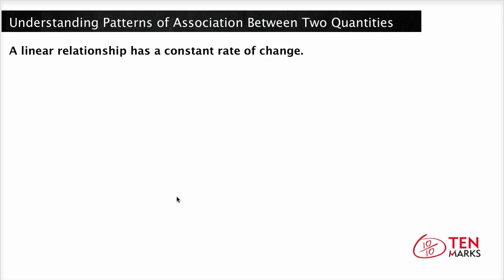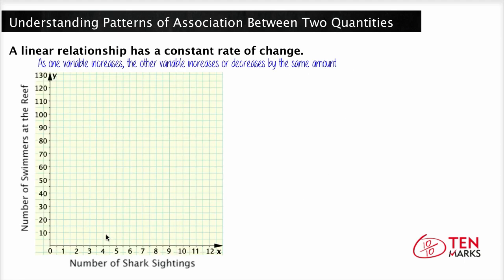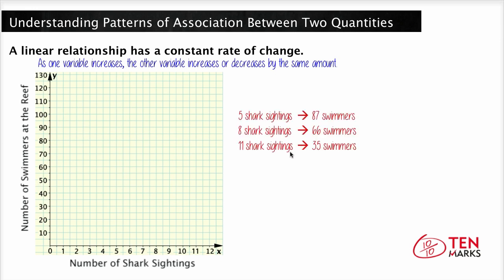Now to see if this is a linear relationship or a nonlinear relationship, we need to graph this. A linear relationship has a constant rate of change. That means as one variable increases, the other variable increases or decreases by the same amount. Now it's easiest to see this on a graph. So let's graph the data as a scatter plot. We've already labeled our variables as x and y, so now we need to plot each point. At 5 shark sightings, there are 87 swimmers, so at the x value of 5, we get 87. At 8 shark sightings, there are 66 swimmers, and at 11 shark sightings, there are 35 swimmers. Now, looking at this graph, you could see this negative correlation.